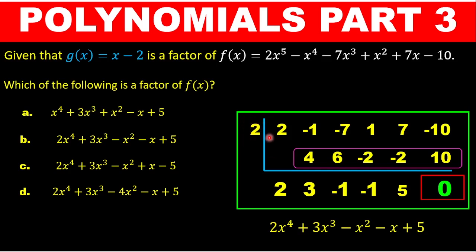And now these other items are going to be the coefficients in the question. So in the question, we have x to the power 5. Its coefficient is 2. So this 2 is what we have here. And then x to the power 4. Its coefficient is minus 1. So we have minus 1 here. And then x to the power 3. Its coefficient is minus 7. So we have it here. And then x squared. Its coefficient is going to be 1. So we have the 1 here. And then x, the coefficient is 7, so we have 7 here.